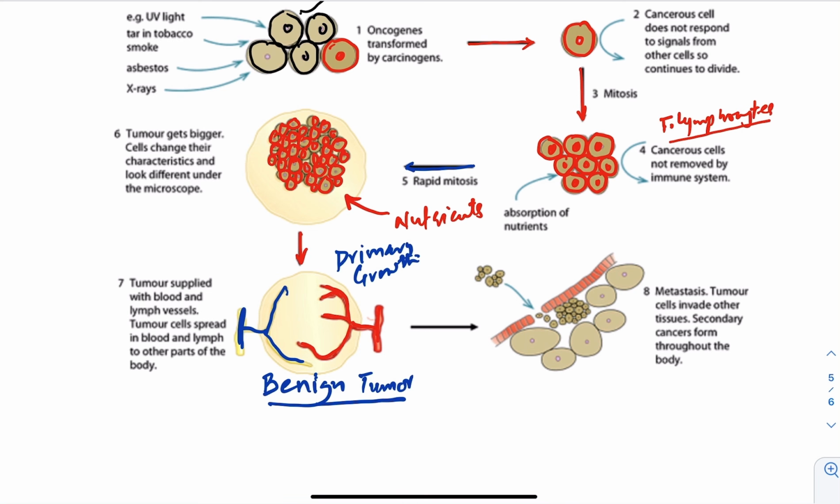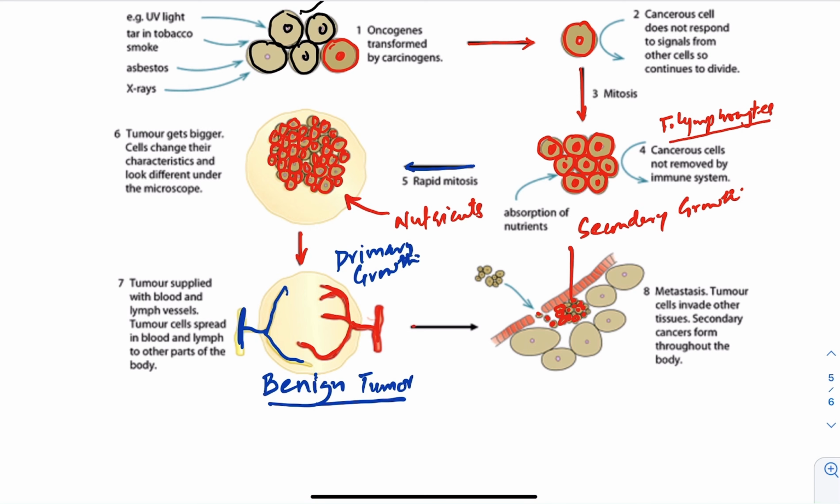Sometimes the cells of this primary tumor are removed and carried to other places in the body through the blood vessels or through the lymphatic system. And these cells establish themselves in various other organs or parts of the body and start a new tumor, which is known as a secondary tumor or secondary growth.